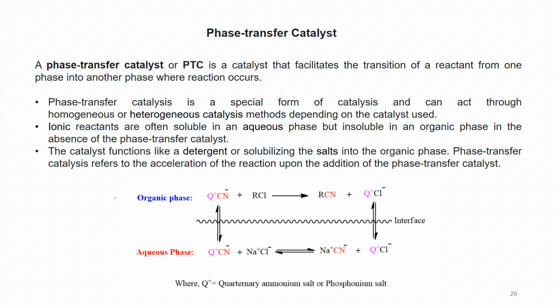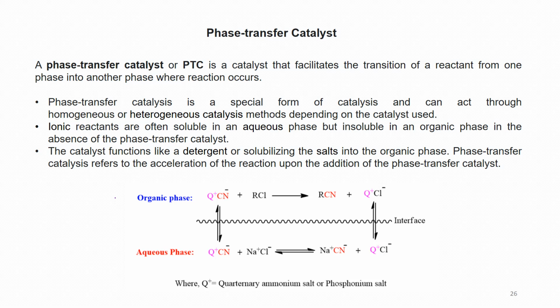This is one of the important types of catalysis in modern chemistry, because in the presence of this catalyst we can perform a reaction very easily, irrespective of whether our substrate and reagent are miscible in the same solvent. A phase transfer catalyst is a catalyst that facilitates the transition of a reactant from one phase into another phase where the reaction occurs. Phase transfer catalysis is a special form of catalysis and can act through a homogeneous or a heterogeneous catalysis method, depending on the catalyst used.